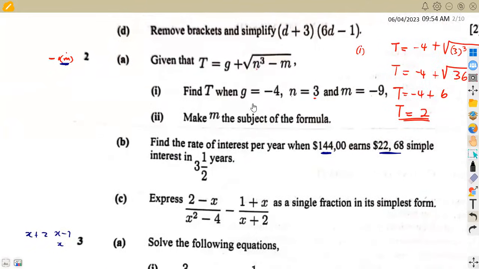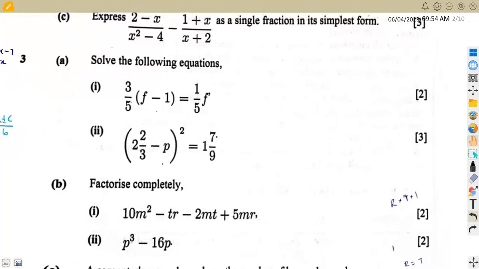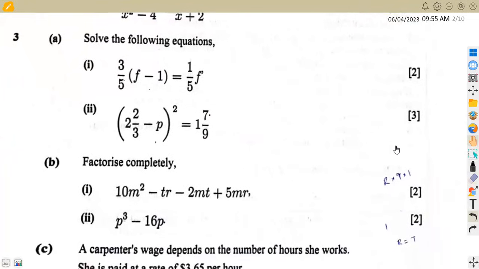Then we move on to the question number 3. All right, which was on equations. 3A, it was actually on equations on number 3A. Let's see what type of equation, what do we have here?